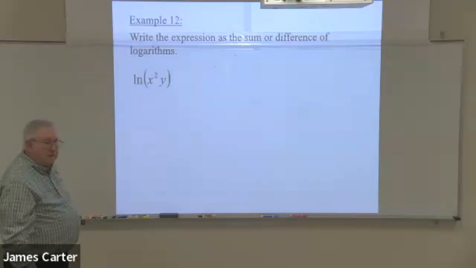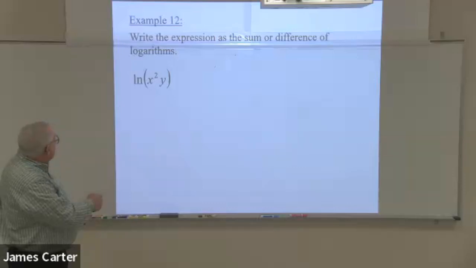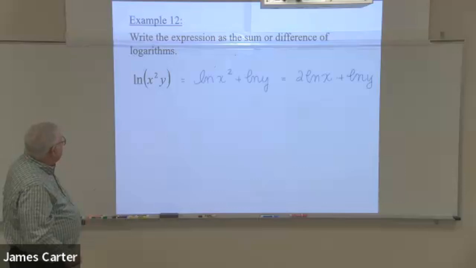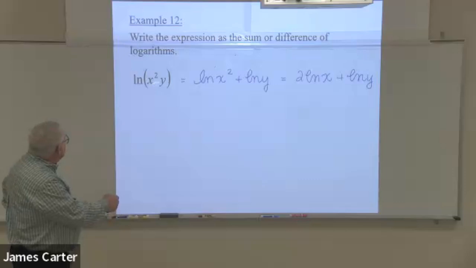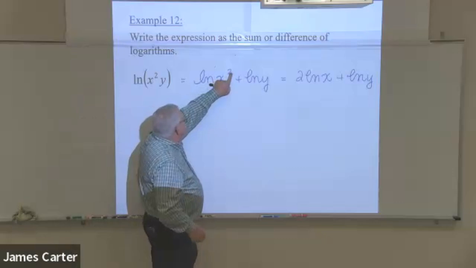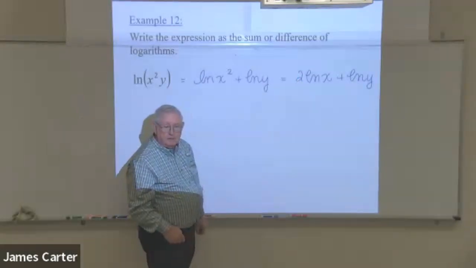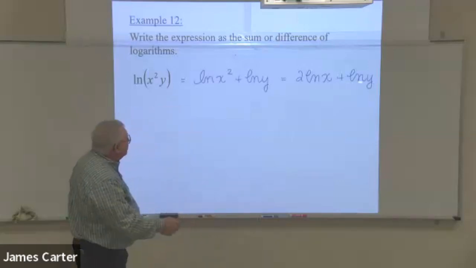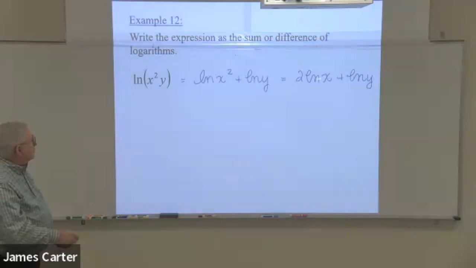Okay, what about this one? Well, this one's going to take multiple steps. First, we're going to have to break it down into this. In other words, separate this x squared and this y. Then we're going to have to use the power rule and pull the 2 out front. And in this case, that's as far as we can go. Although that means log base e, there's nothing that we can simplify with.